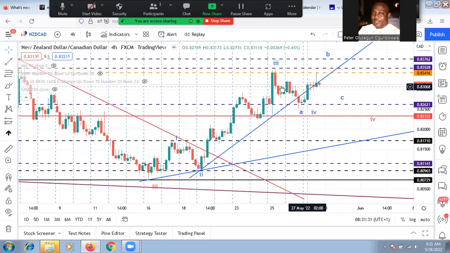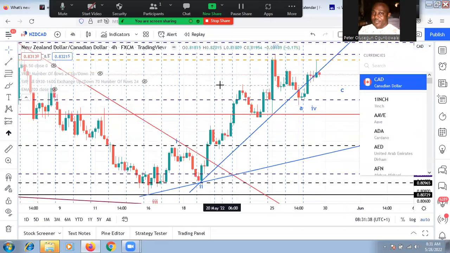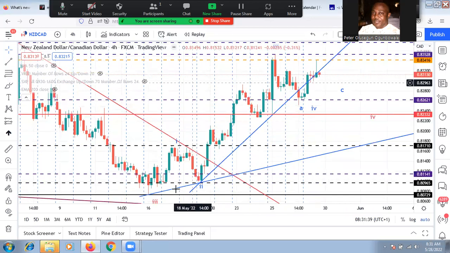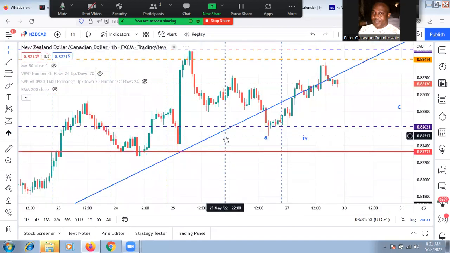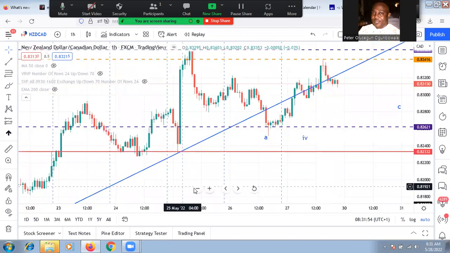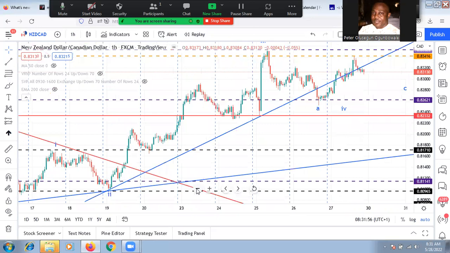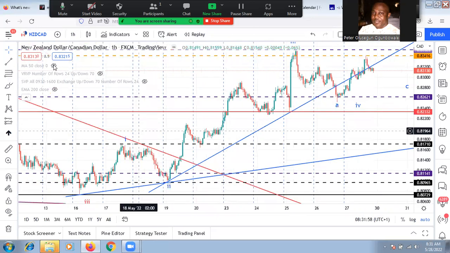Now, seeing this again, the way it went, the key thing I want to show is that this thing has finished itself. Another way of looking at it that it has finished itself is, let's look at what 50 EMA is telling us. This is my 50 EMA on 1 hour. So you go to 1 hour.